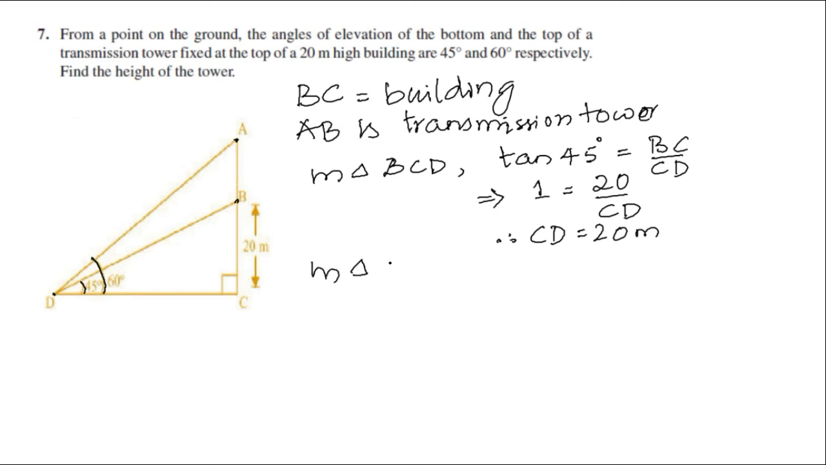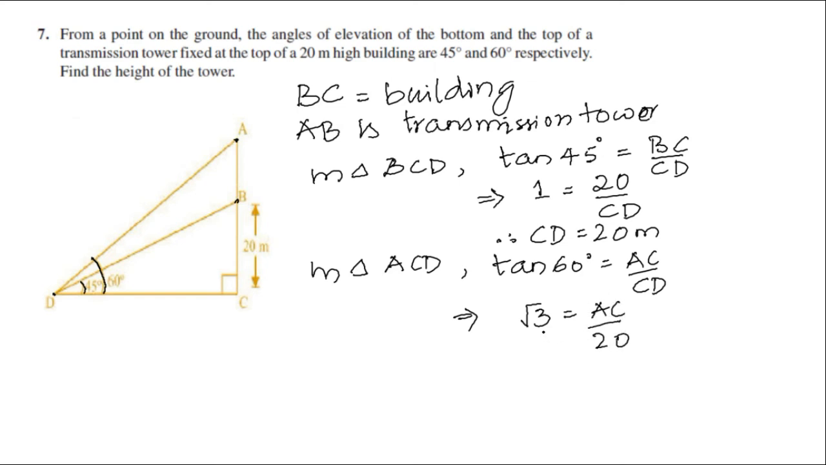Now observe the triangle ACD. In this triangle, tan of 60 degree is AC upon CD. We have found the length of CD. Let's use that here. Tan 60 degree is root 3, which will be equal to AC upon 20. Therefore, the length of AC, we get it as 20 times root 3 meters.